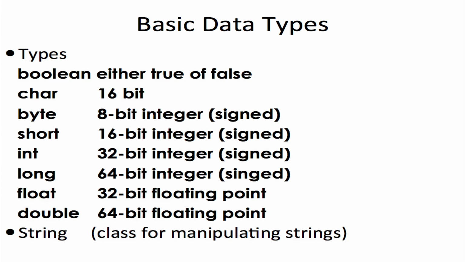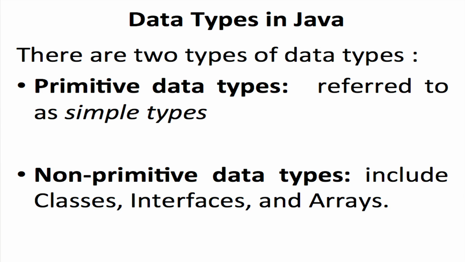So you can see here there are different types of data type: character, byte, short, integer, long, float, double. So these are the different basic data types. There are two categories of data type. These categories are primitive data type, referred to as simple type, or sometimes we can say basic data type also, and non-primitive data type, which is also called derived data type, which is created from primitive data types, the primary or simple data types.